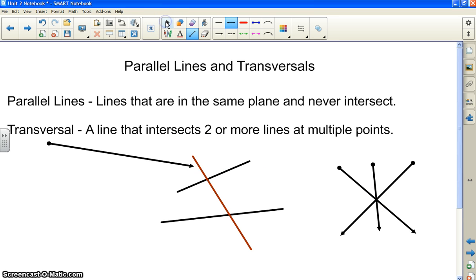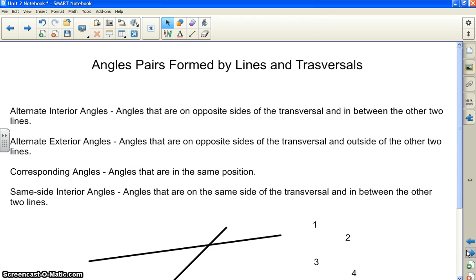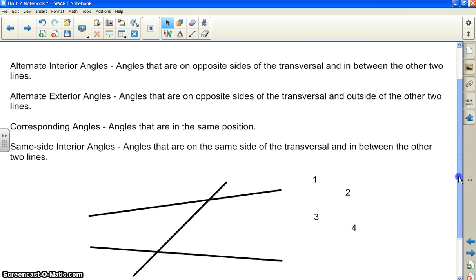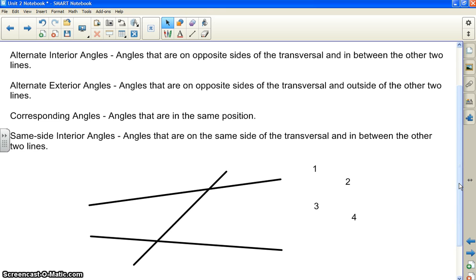All right, now on this next slide, a lot of vocabulary terms. Make sure that you have these down because we're going to use these a ton over the next couple of days, and you're going to use these a bunch in your project that we have coming up. All right, so we're going to look at angle pairs that are formed by two lines and their transversal. After I go through the definition, we'll go back down here to the picture and I'll show you where some of those angles are.